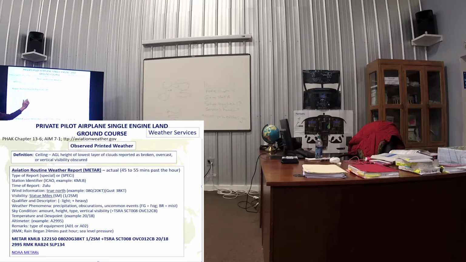Wind information. All your winds on weather, except for one report, are in true north. So just remember, true north except for one that we'll talk about. So now the wind information in true north: 080, 20 knots, gust to 38.